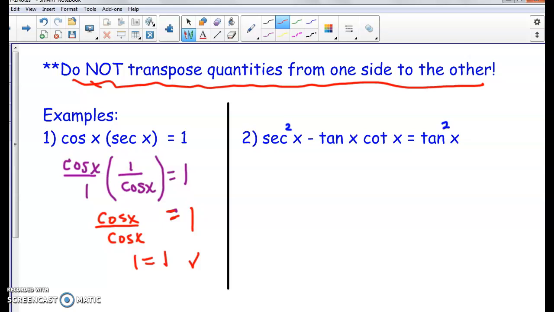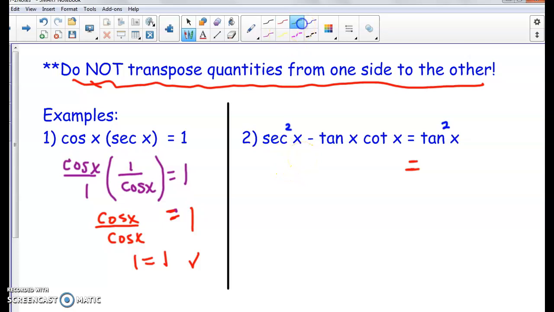Okay, we'll move to example 2. And I notice that I'm going to find my equal sign, go ahead and drop that down. This side, the first side, is definitely more complicated than the right side, so I'm going to start on the left.